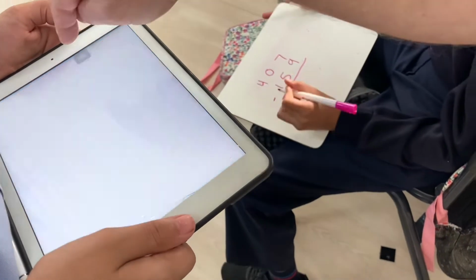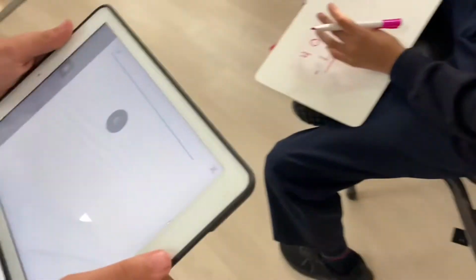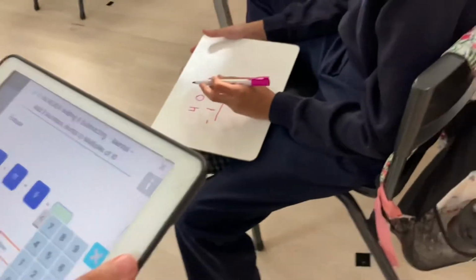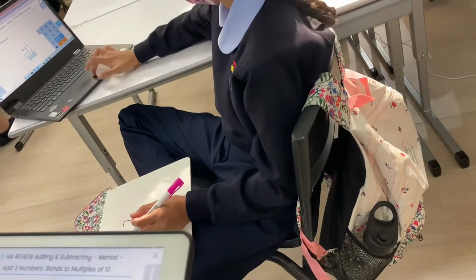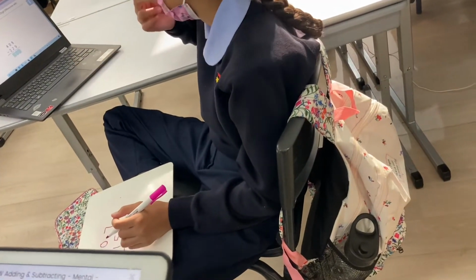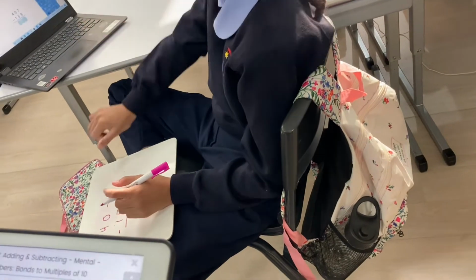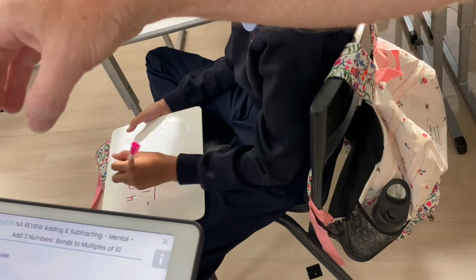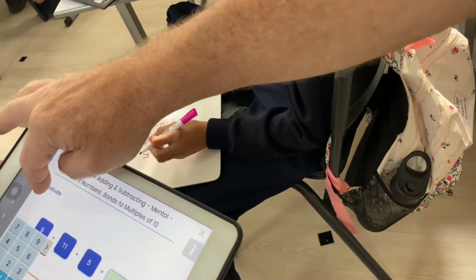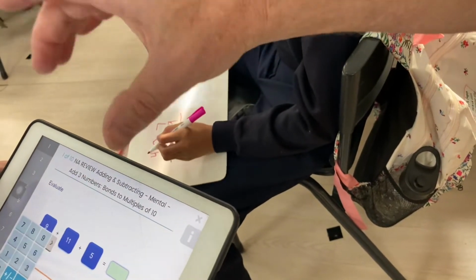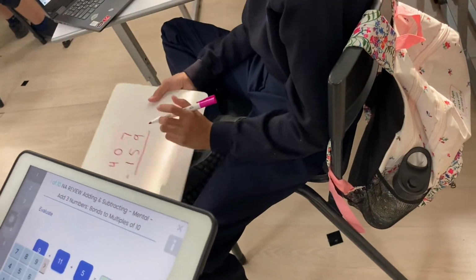Okay, I'll tell you what, let's do one together. Let's have a look. So let's say adding and subtracting method. Add 3 numbers and the bonds to multiples of 10. So when they say multiples of 10, it's like 10, 20, 30. Yep. So is there 2 numbers here that would add to something that ends in 0, a multiple of 10?